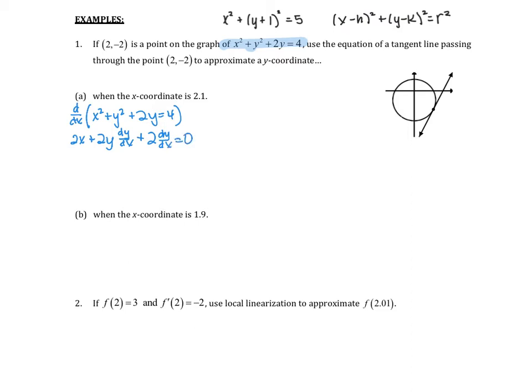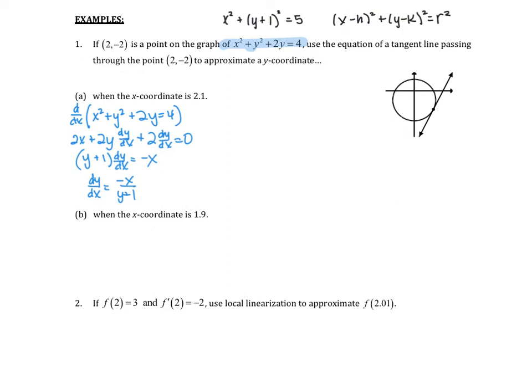We're going to combine like terms. I'm actually going to factor a 2 out of everything. So we would get (y plus 1) dy/dx equals negative x. And therefore dy/dx, my equation for my slope, is negative x over y plus 1.